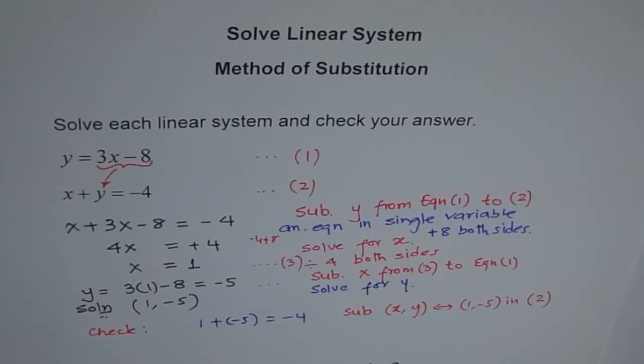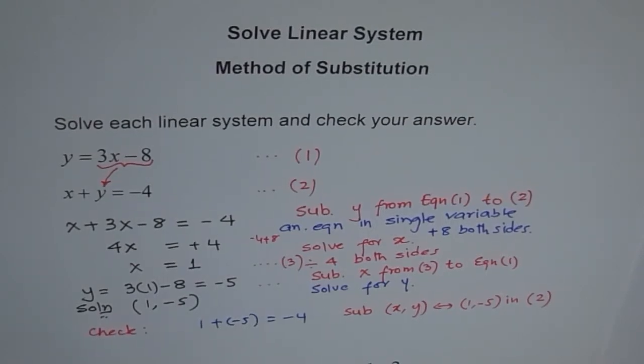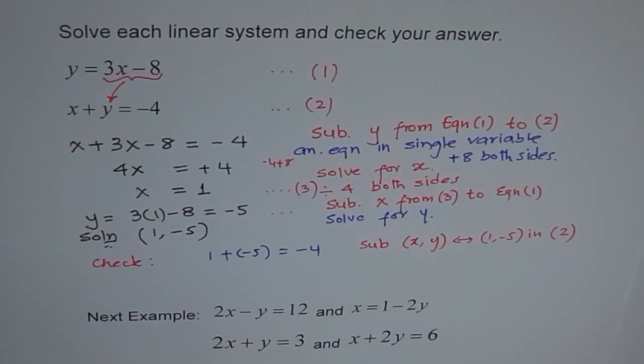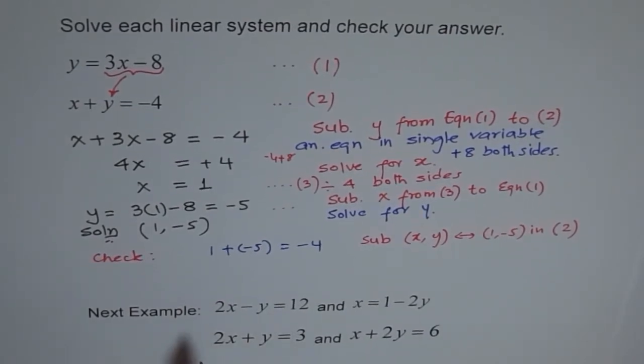Okay, now here are a few examples which you can do on your own. Let me show you those examples. Okay, I was hiding them. It is like this. 2x minus y equals to 12 and x equals to 1 minus 2y. Well, here in this case, since x has been isolated, we can substitute this value 1 minus 2y for x here and then solve for y. Once you get y, then plug in the value for y here and find x, correct? It's kind of reverse of what we did in our example.